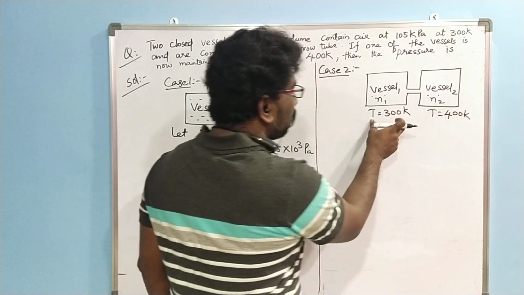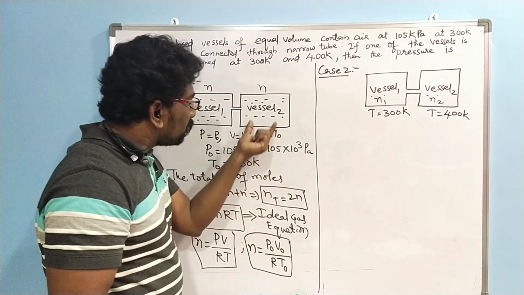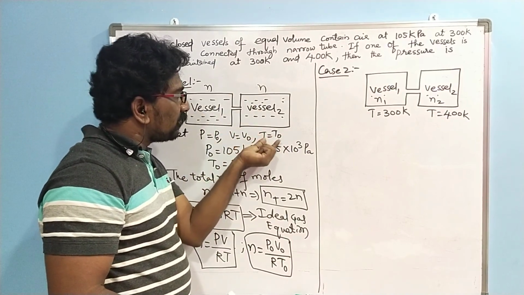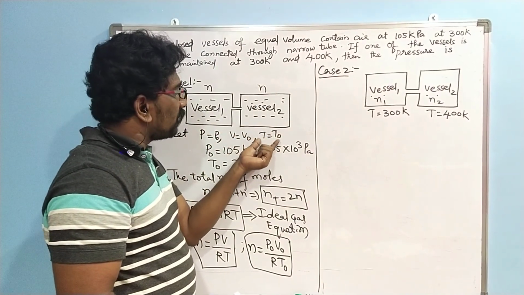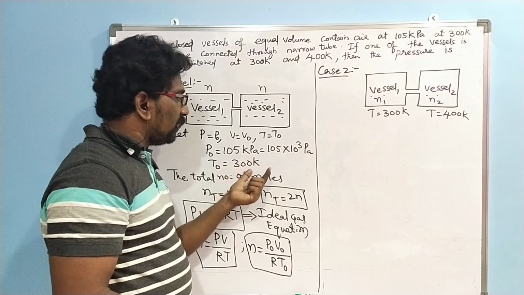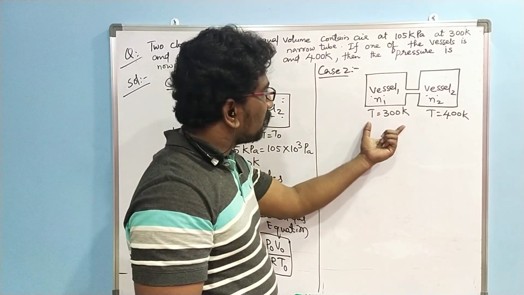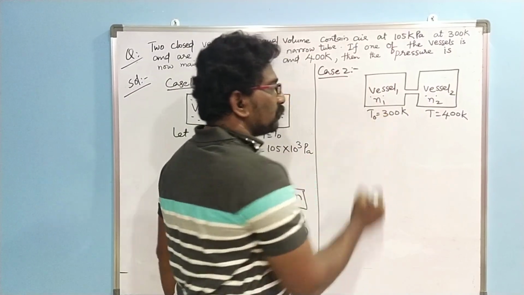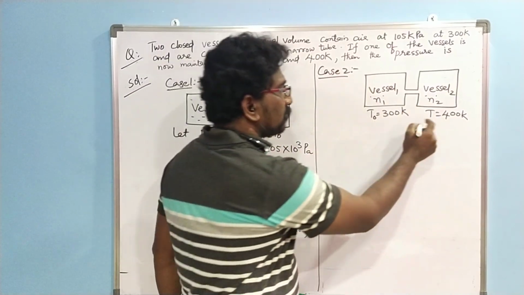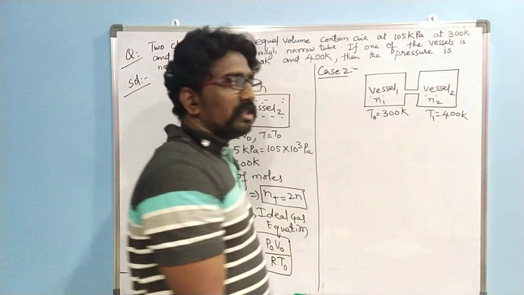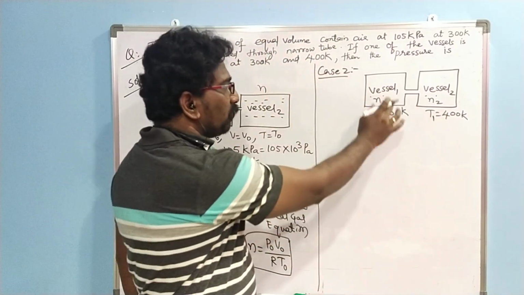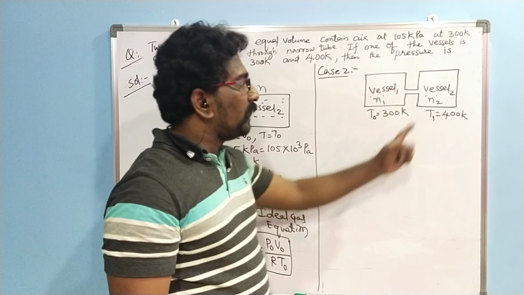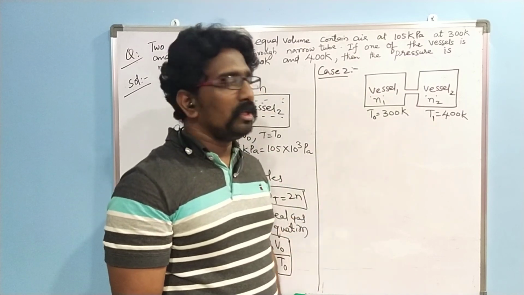See here, in case 1 I have considered T equal to T naught, which is 300 Kelvin, and this vessel in case 2 is also at 300 Kelvin. I will assume that this one is also equal to T naught, and this temperature I will assume as T1. Now the number of moles in the first vessel is N1 and the number of moles in the second vessel is N2.